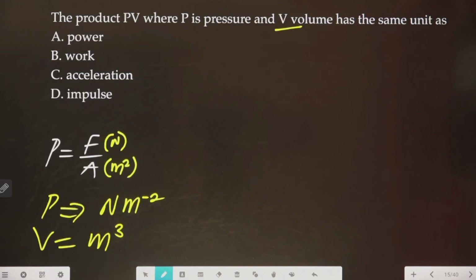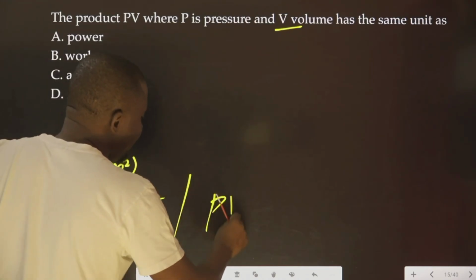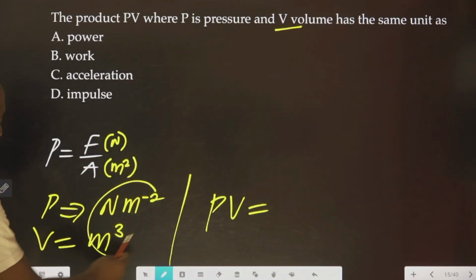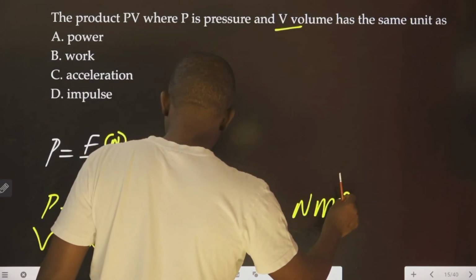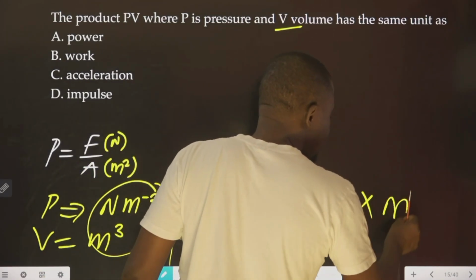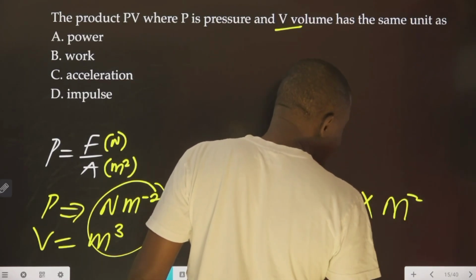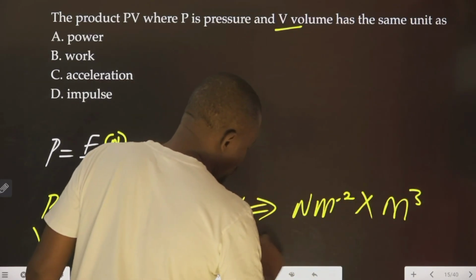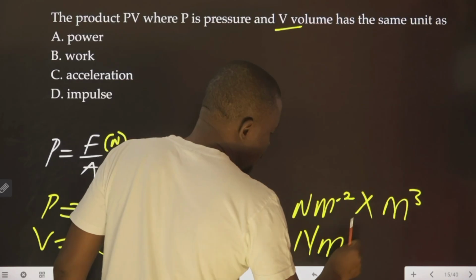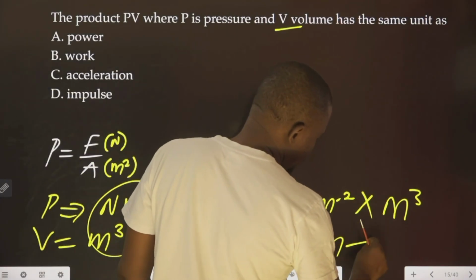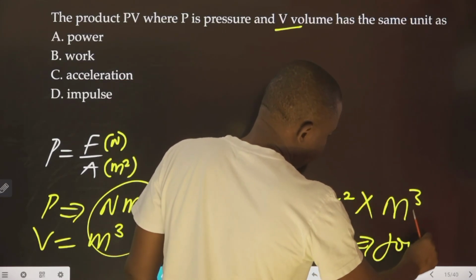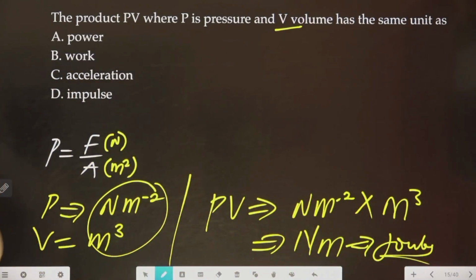Okay? Now we are told PV. PV, that is, if you combine these two together, that is their unit. You agree with me that this is meter to the power minus 2 multiplied by this meter raised to power 3. If you use indices, you agree with me that this will amount to meter raised to power 1. Then we leave it like, what is Newton meter? Newton meter is joules. Okay, it therefore means that what? We are talking about work.